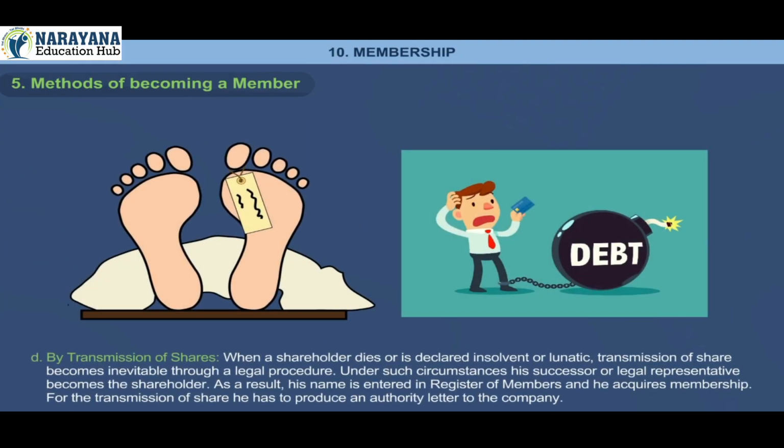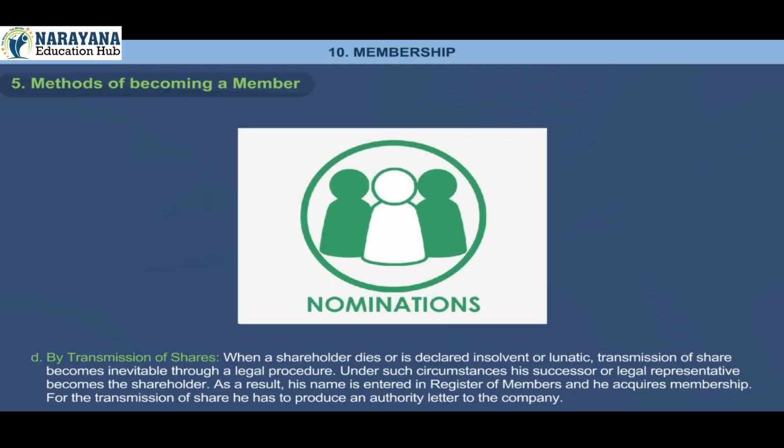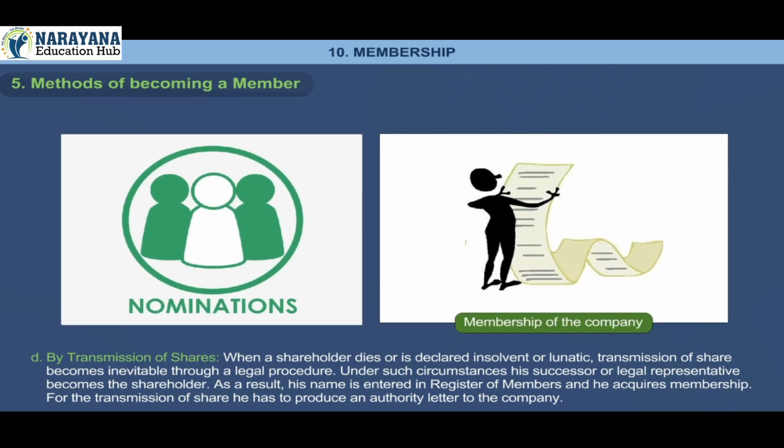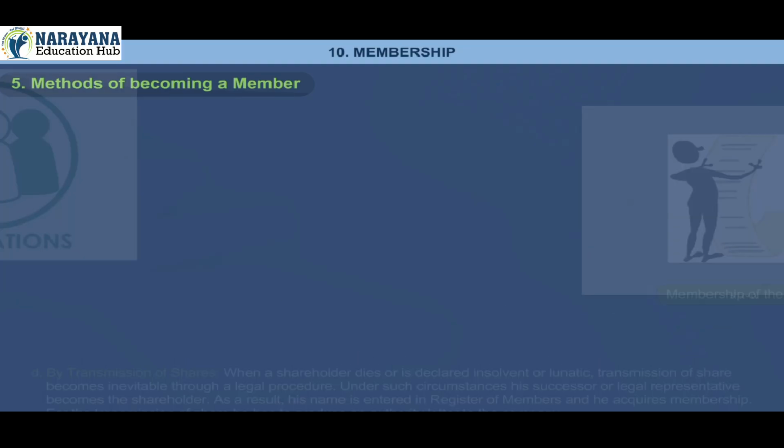D. By transmission of shares. When a shareholder dies or is declared insolvent or lunatic, transmission of shares becomes inevitable through a legal procedure. Under such circumstances, his successor or legal representative becomes the shareholder. As a result, his name is entered in the register of members and he acquires membership. For the transmission of shares, he has to produce an authority letter to the company.